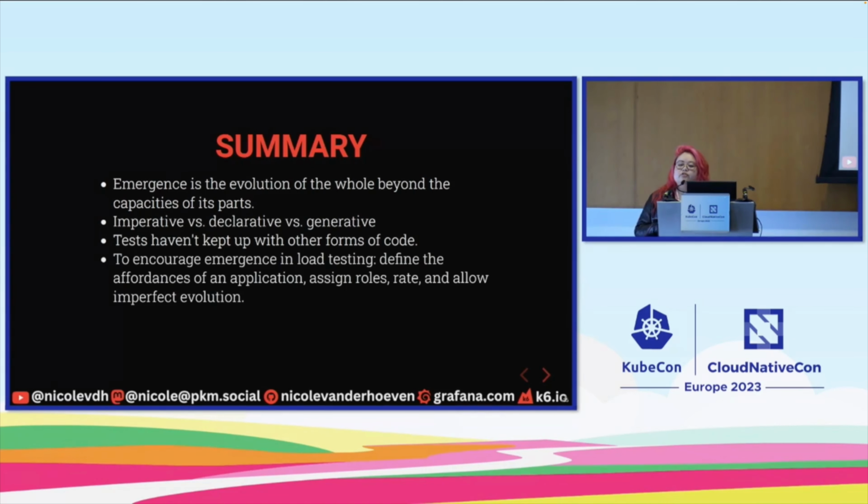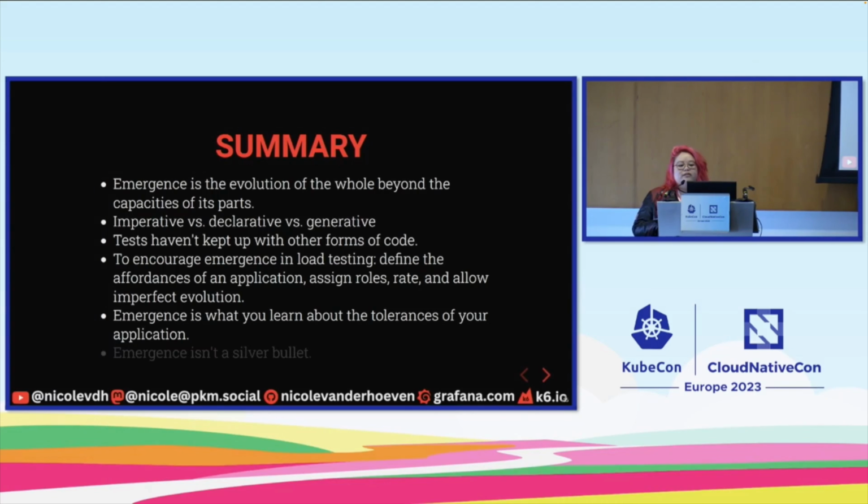And then to encourage emergence in load testing, here are some of the things that you can do. You can define the affordances of the application. How can a load test interact with the application? You can assign roles. You can rate each test and then allow imperfect evolution. The imperfect part is important. And then emergence is what you learn about the tolerances of your application. And also, emergence isn't a silver bullet. It's not the end all and be all. It is one tool in our quiver, potentially.